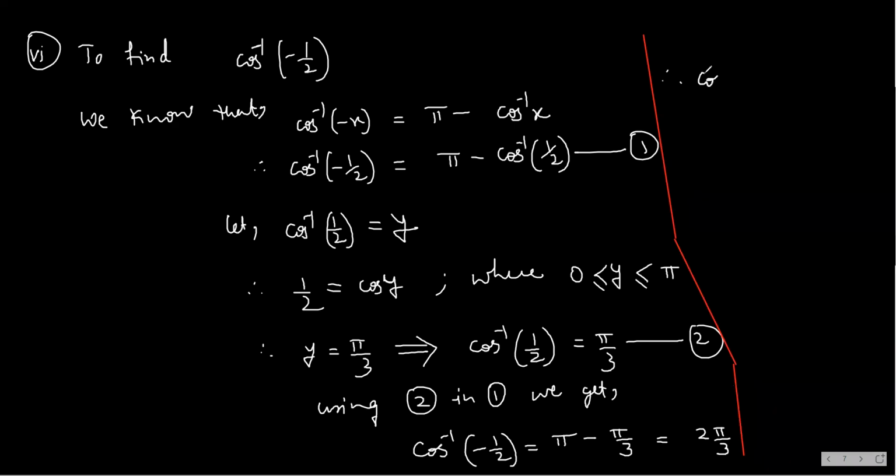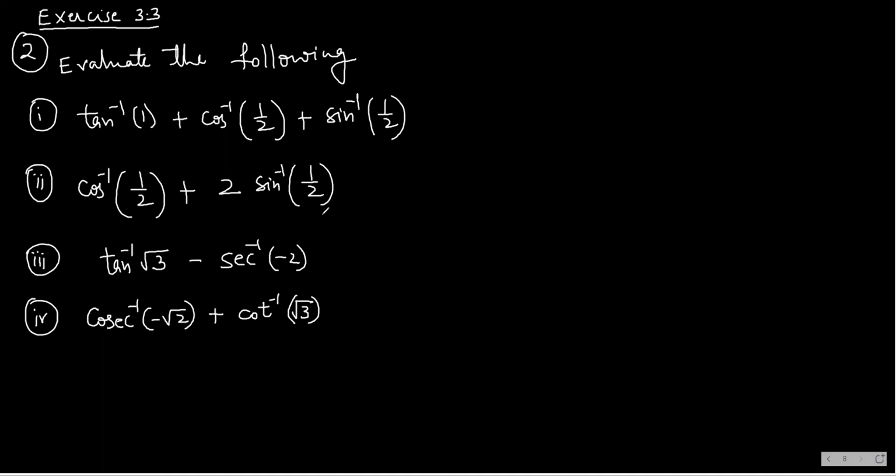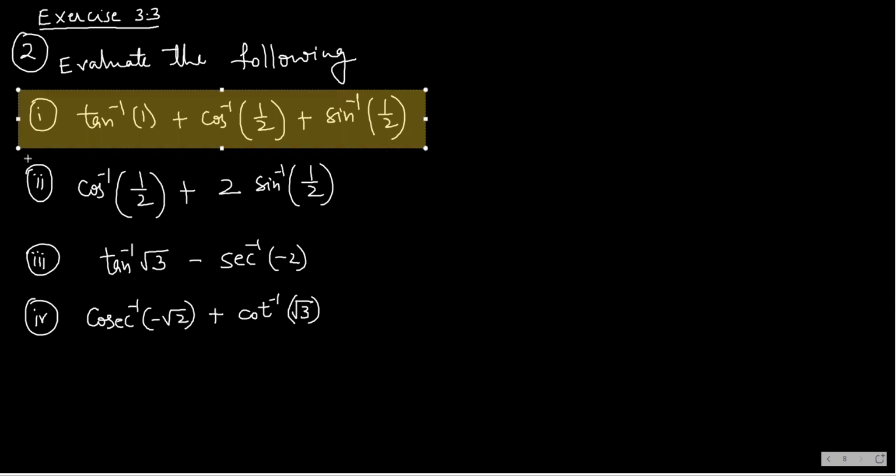Therefore, cos inverse of minus 1 by 2 is 2 pi by 3. You can copy this. So now we take question number 2, in which we have to evaluate the following. To evaluate means to find the value.